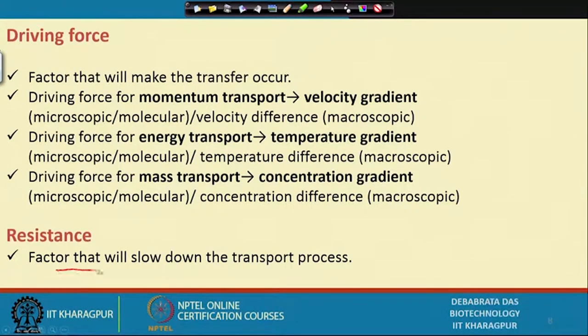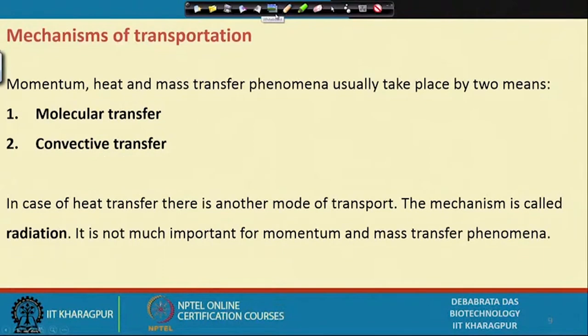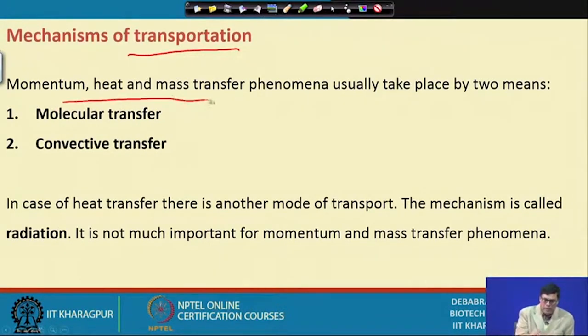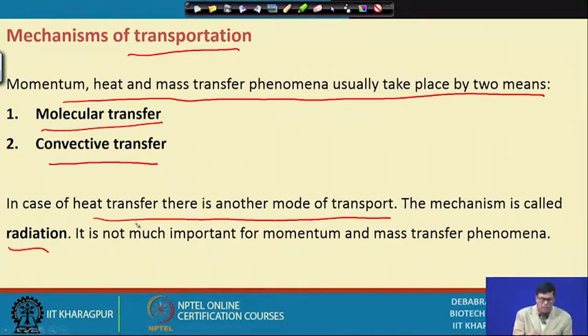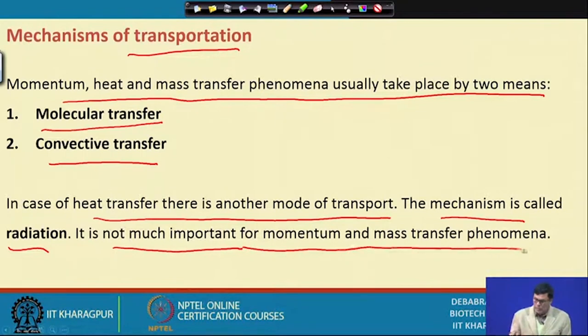The resistance factor will slow down the transport; the purpose of resistance is to slow down the transport processes. As I pointed out, the mechanisms of momentum, heat and mass transfer usually take place by two different means, molecular transfer and convective transfer. And in the case of heat transfer, another mode of transport is there, radiation, which is not applicable in the case of momentum transfer. Radiation transfer is applicable only in the case of heat transfer, and it is not much important for momentum and mass transfer phenomena.